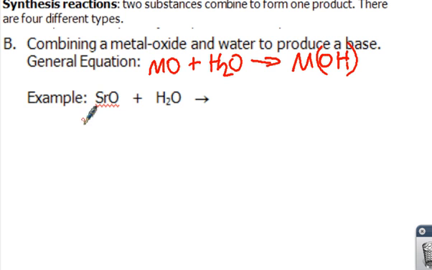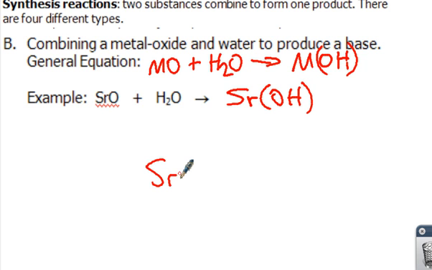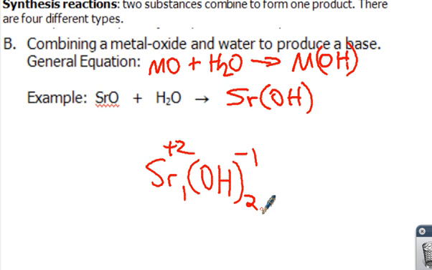What's the metal in this example? Strontium. So we're going to have strontium with hydroxide. And when we put them together, you need to think about the charges. Strontium's a +2, hydroxide's a -1. So we need 1 strontium, 2 hydroxides. Now that we've done the charges, we need to balance the reaction. Is this reaction balanced?